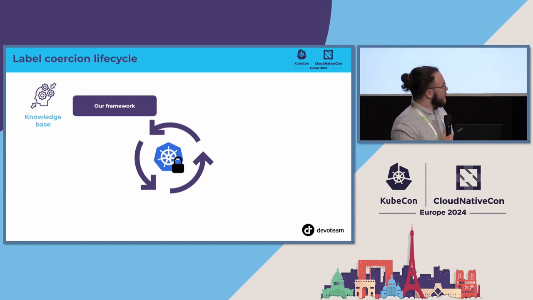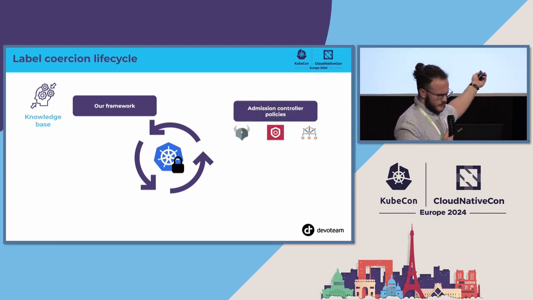We will use it for several use cases, as Carl presented. But how can we enforce it? That's the question of this slide, which we call the label coercion lifecycle. So the first step is defining the knowledge base.